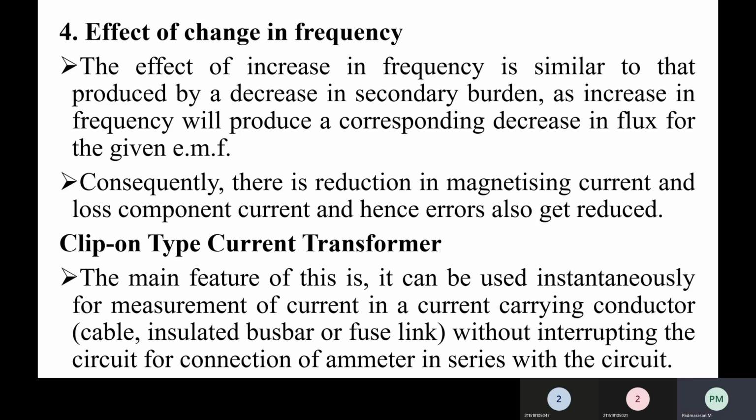In current transformer, one more special type used, that is clip-on type current transformer. So the main feature or the special feature of this clip-on type current transformer is it can be used instantaneously for measurement of current in a current carrying conductor, that is cable, insulated busbar or fuse link, without interrupting the circuit for connection of ammeter in series with the circuit. This is the main feature of clip-on type current transformer.